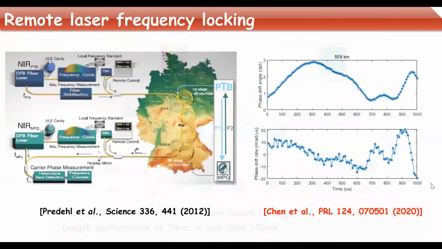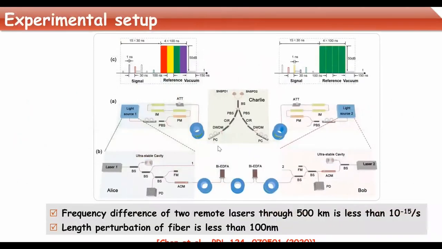We learned this technology from the paper from PTB to MPQ, where they did a 900 kilometer phase lock. And here is our phase lock result. After that, you should consider how much the fiber fluctuation will introduce phase fluctuation. Here is the time span for one clock. We first send some signal, and later we send a strong pulse. This strong pulse is the phase reference.